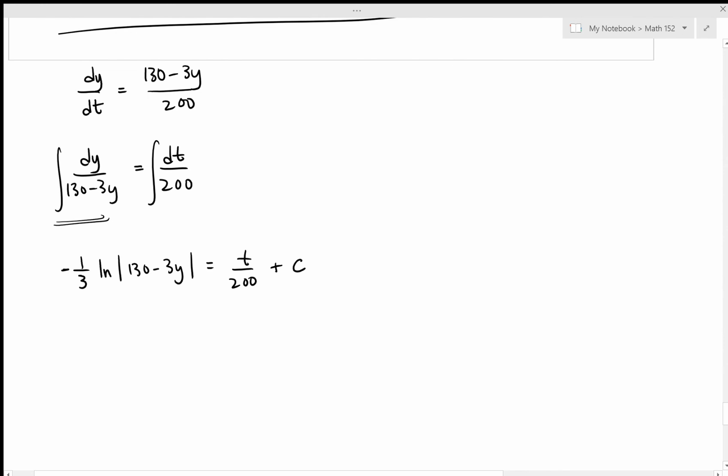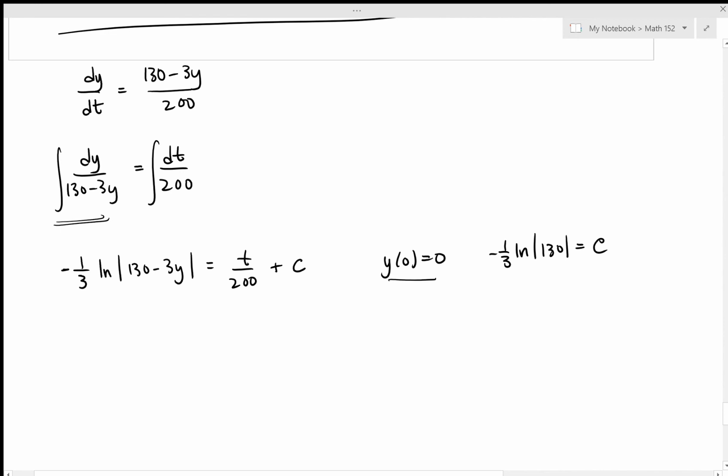Okay, y of 0 equals 0. That allows me to compute c. That's going to give me minus 1/3 the log of 130 is equal to c. That's what the initial condition tells me.